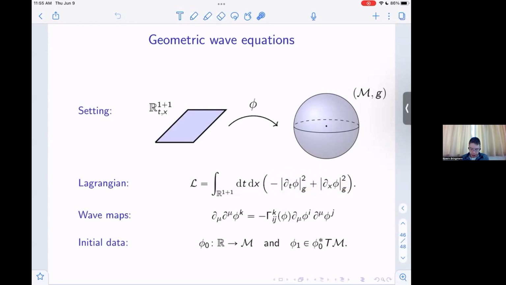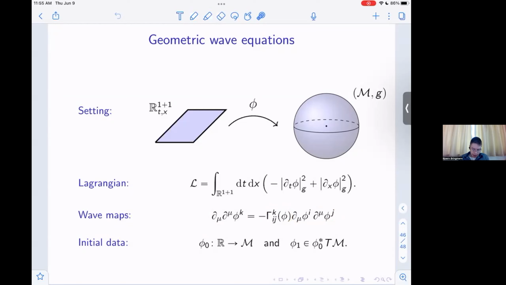Okay. Now you can write down the Euler-Lagrange equation corresponding to this Lagrangian, but because of our variable coefficient metric, the evolution equation will not be linear, and it will lead us to the wave maps equation, which is here. Okay. So on the left-hand side, we see the wave operator written in this kind of Minkowski notation. So here I'm raising indices with respect to the Minkowski metric. And on the right-hand side, we see a quadratic derivative nonlinearity with a prefactor that involves the Christoffel symbols of my Riemannian manifold.